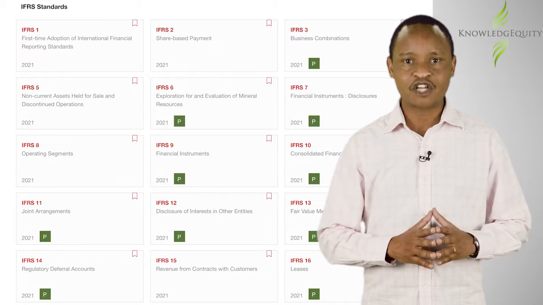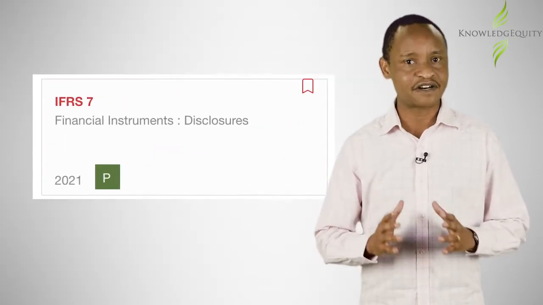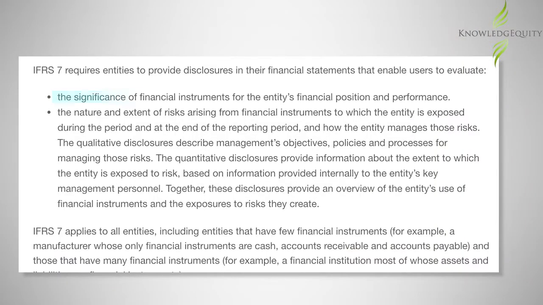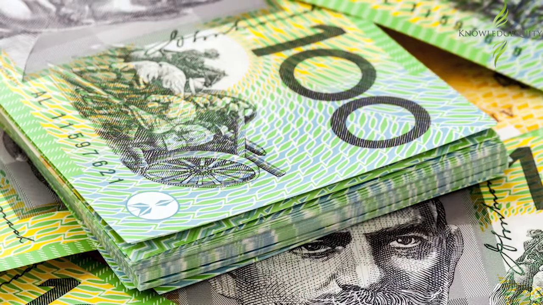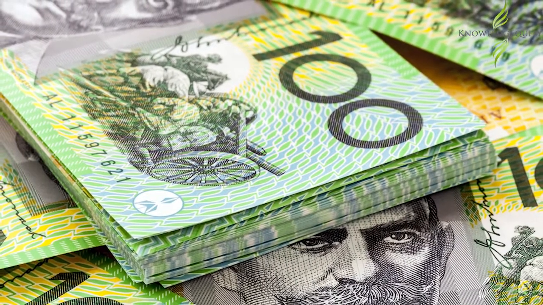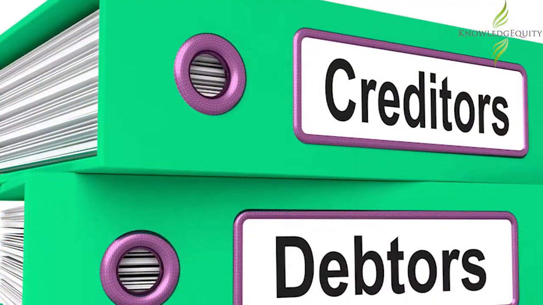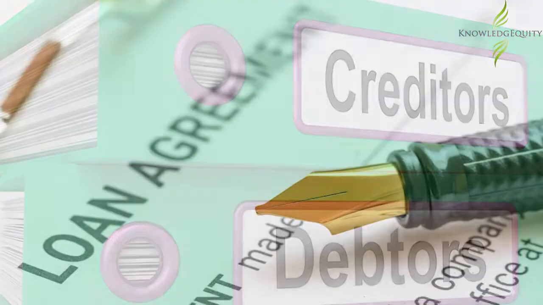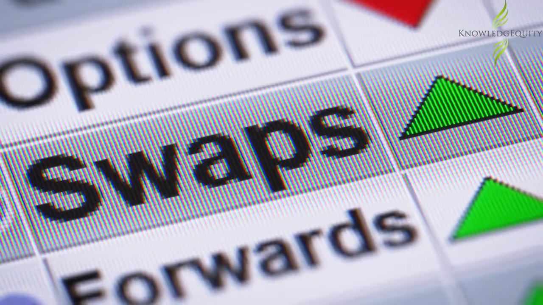The International Financial Reporting Standards 7, or IFRS 7, requires management to disclose the significance of financial instruments and the nature and extent of risks attached to these instruments. Financial instruments include cash and cash equivalents, equity instruments, accounts receivable, accounts payable, borrowings, and financial derivatives.